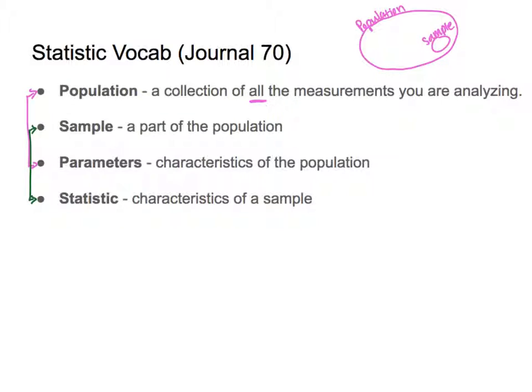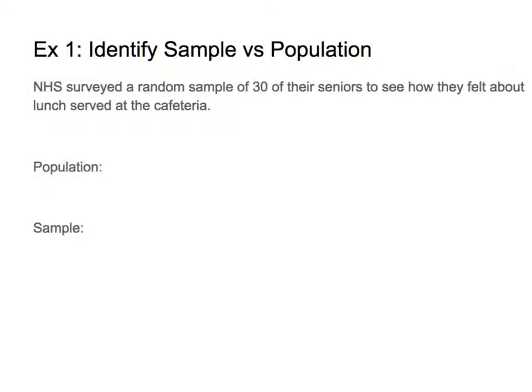So now we're going to do some example problems using that vocabulary. All right, here I have a problem where you need to identify the sample versus the population. It says that NHS surveyed a random sample of 30 of their seniors to see how they felt about the lunch served at the cafeteria. In this case, ask yourself, what is the data that we're trying to analyze, or who in here is being analyzed? Here we are surveying the seniors of NHS, so the seniors are the ones being surveyed or measured.